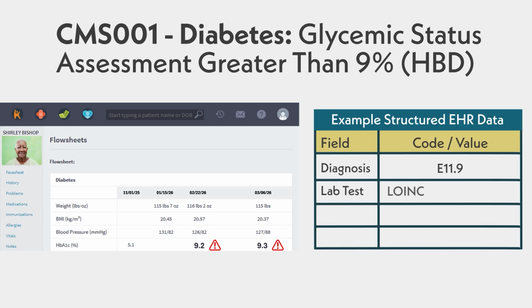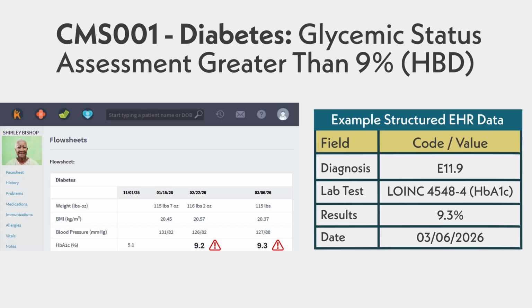To count for this measure, the glycemic status assessment must be documented as a percentage in a structured field. If it's in a scanned PDF without discrete data, the system often treats the test as missing, and missing counts against us. For clinical staff and MAs, the workflow is order the test, confirm it's completed, and confirm that the result comes into the EHR in the lab results area, not just as a scanned document.